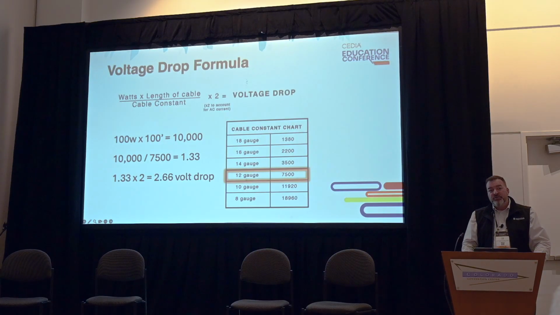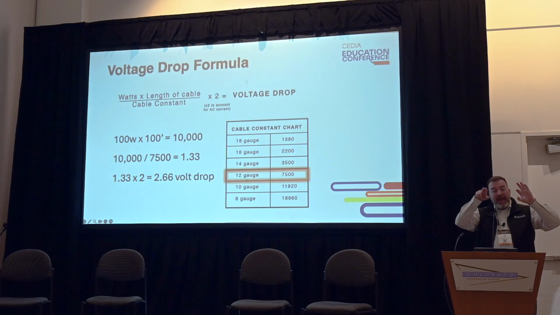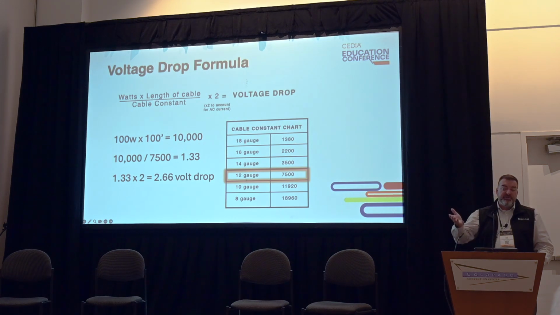What we do now is take the voltage of the transformer and add that 2.66 to it, and that tells us what tap we need to put them on. In a multi-tap transformer, we'll have a 12, 13, 14, 15 volt tap, and we use those output voltage taps to counteract that voltage drop.